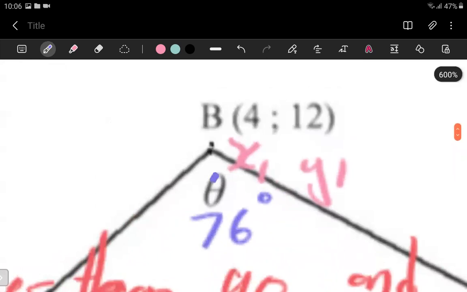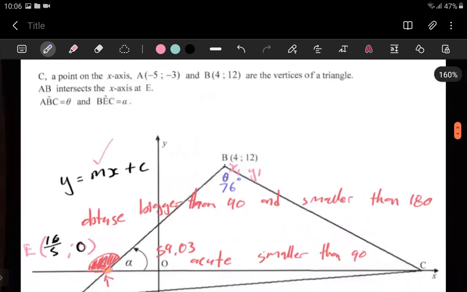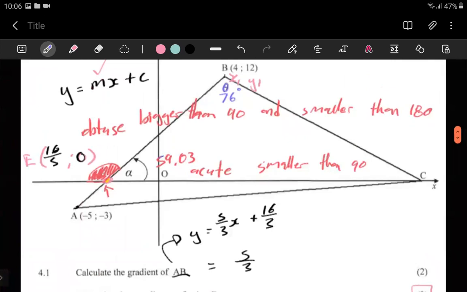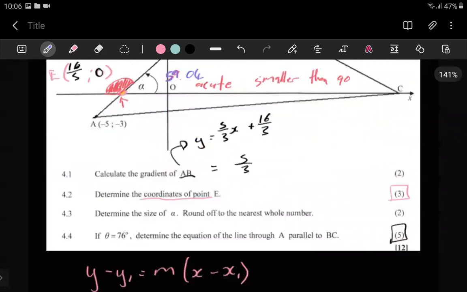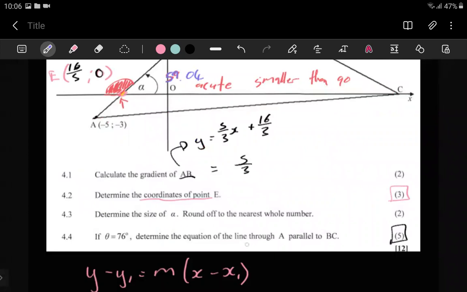So this is 76 degrees. And this one is 59.04. Oh, yeah, I rounded it off to 4. Sorry, madam. Apologies. So it says if theta is 76, determine the equation of the line through A parallel to BC.